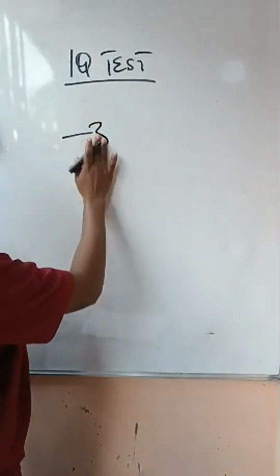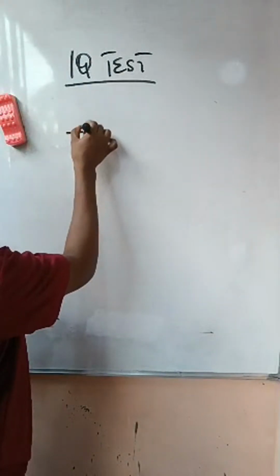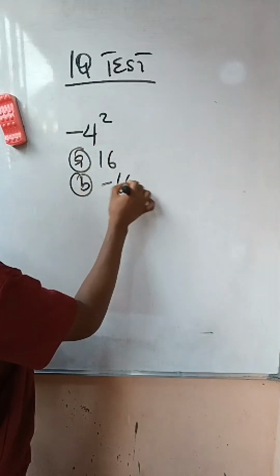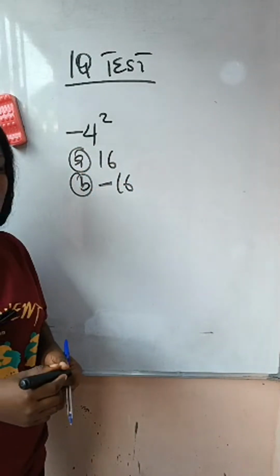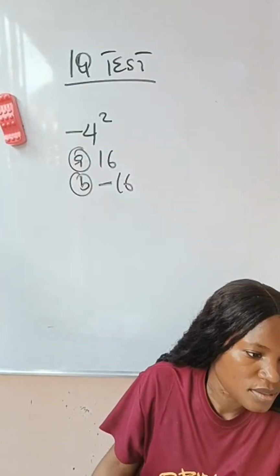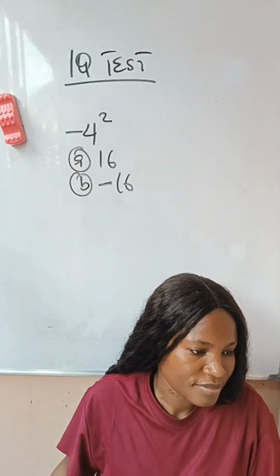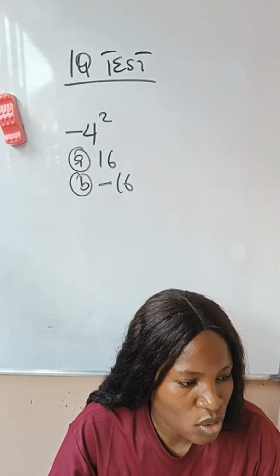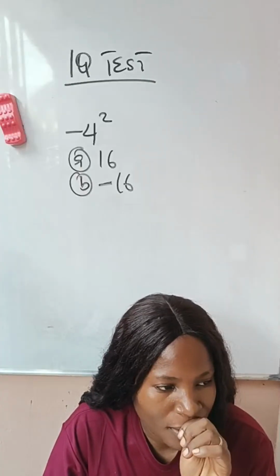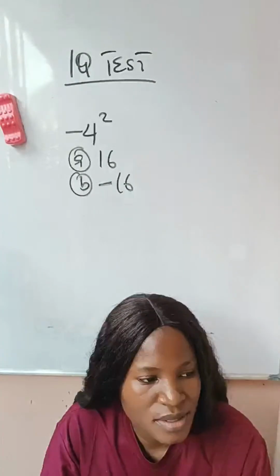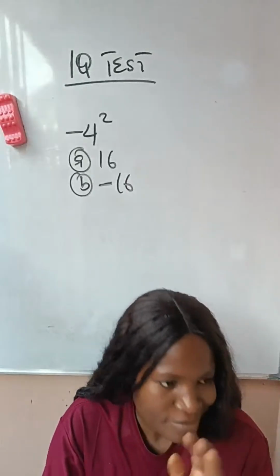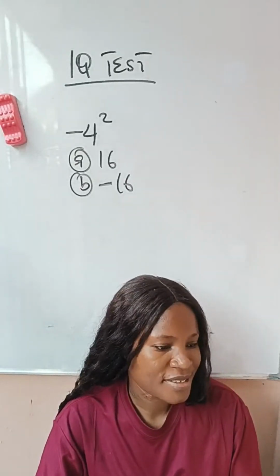All right, what is minus 4 squared, guys? A is 16, B is minus 16. What is minus 4 squared? Yes, only bottom spaces. Okay, I'm seeing minus 16, minus 16. That means all of you here are my subscribers. Yes, that is the meaning.